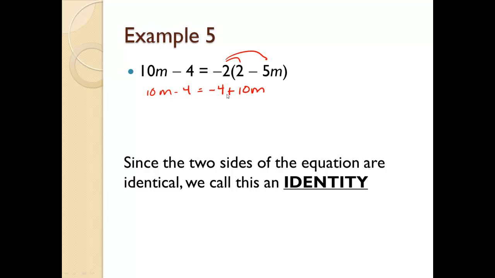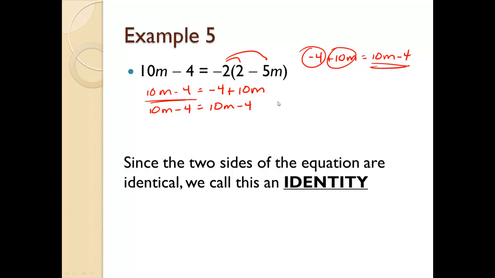Now I could reverse this if I want, so that it's, because negative 4 plus 10m is the same as 10m minus 4. Because remember, it's the number in whatever signs to the left. So I have a negative 4 and a positive 10m. As long as I'm adding, I can flip it around without a problem. Which this is the same thing that I have over here. And since 10m minus 4 equals 10m minus 4, that's true. It works. Okay? They are both identical on either side, and we would call this identity.